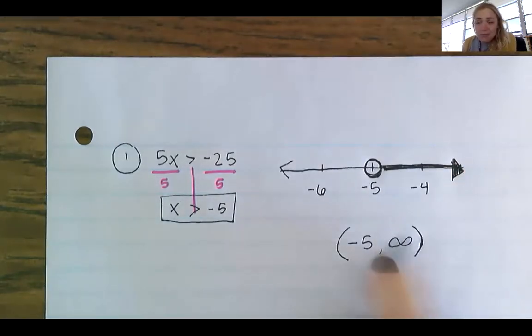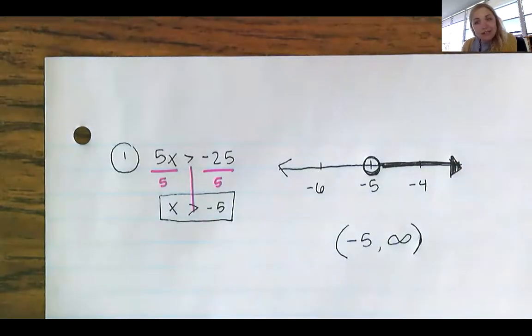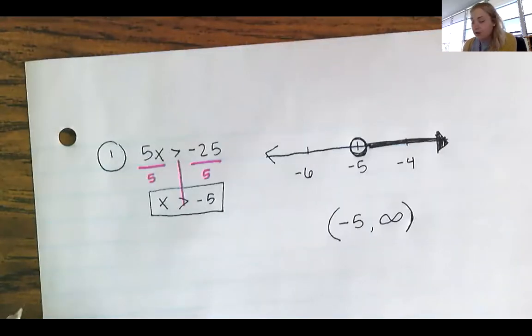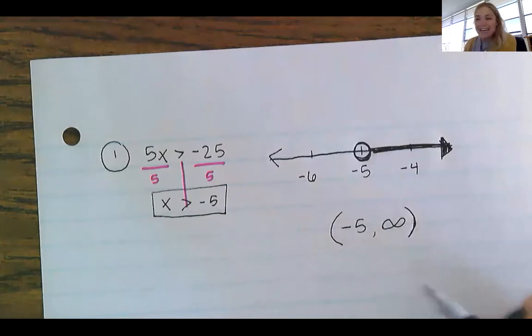That looks like an ordered pair. I know, math is really annoying sometimes because we use the same symbols for a lot of different things. So even though it looks like an ordered pair, this is actually representing an interval.